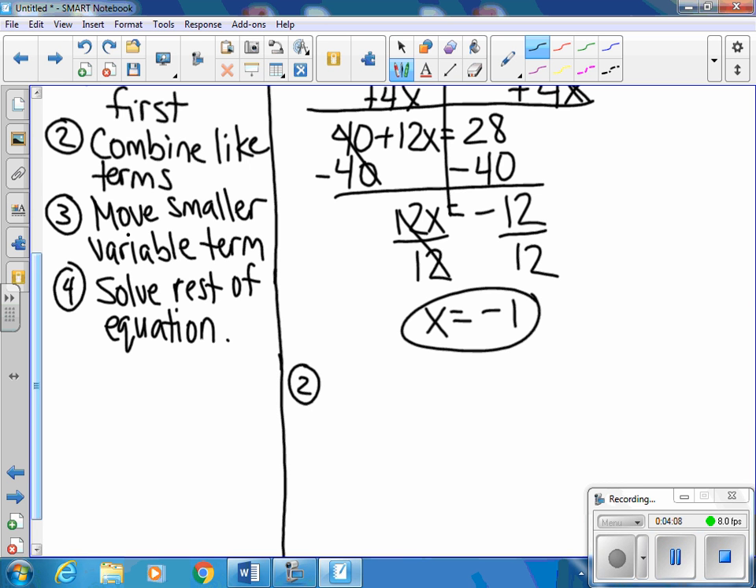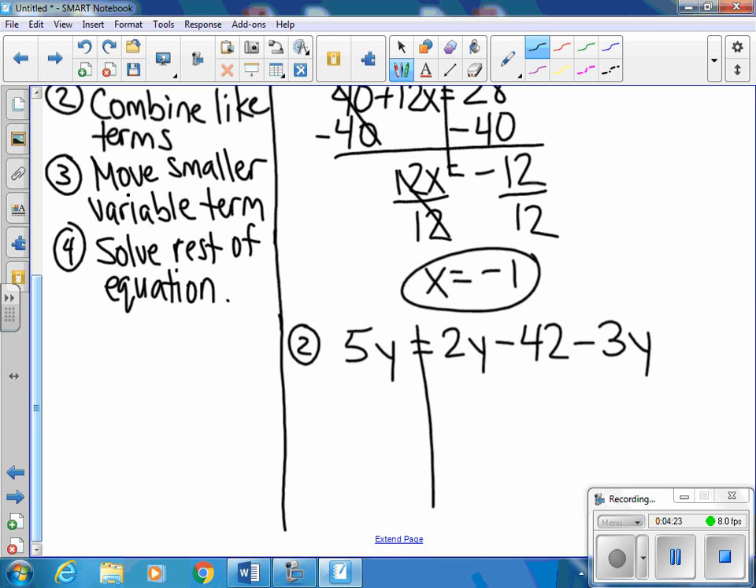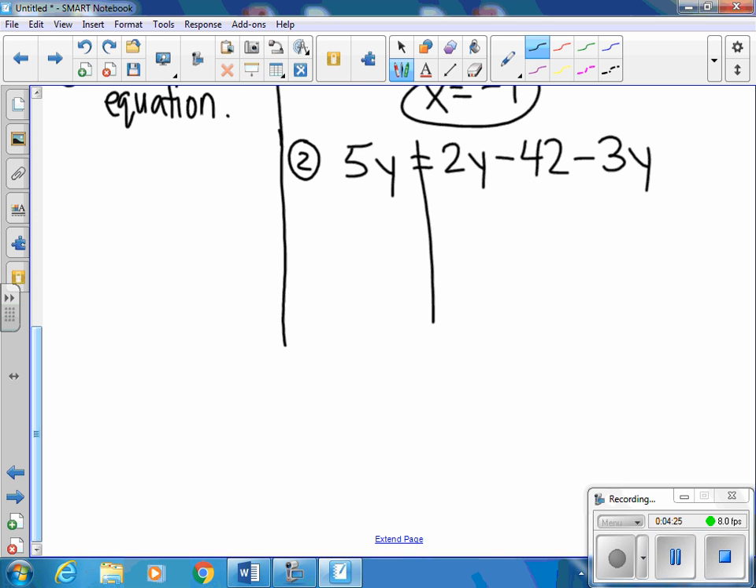All right, second one. And again, I'm showing you a bunch of different varieties and complexity so you can get a good feel for what we're doing and what you need to be paying attention to. 5y equals 2y minus 42 minus 3y. Right? And you'll notice when you put the wall in that the right side is very lopsided compared to the left. All right, so we've got some work to do.